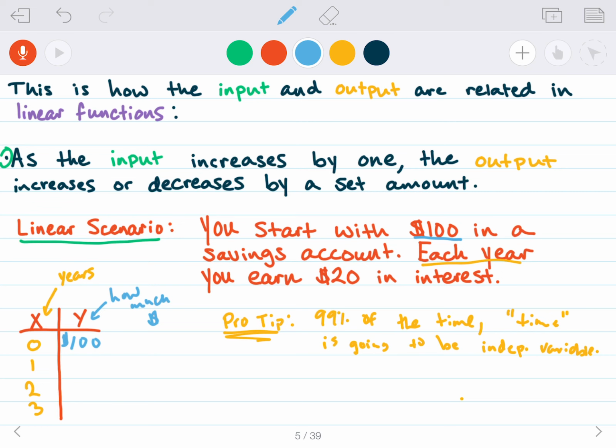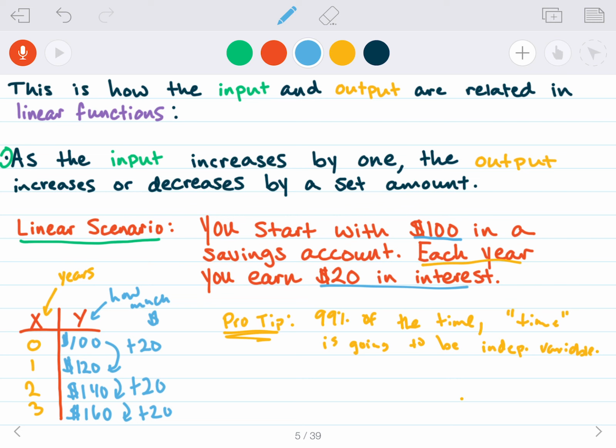Okay. Now it says each year we earn $20 in interest. So how much are we going to have at year 1, after year 0 is passed? Well, we're going to have 100 plus 20, which is 120. Right? We increased by 20, assuming we don't deposit any more money in the savings account. Now year 2, we're going to have $20 more from the previous year. Right? Each year we accrue $20 in interest. So in year 2, we're going to do 120 plus 20, which is 140. So again, we're accruing $20. Year 3, same idea. We add 20 to get 160.